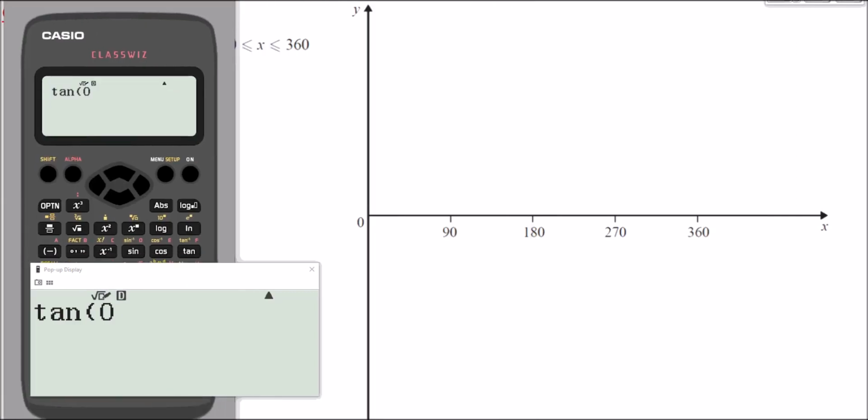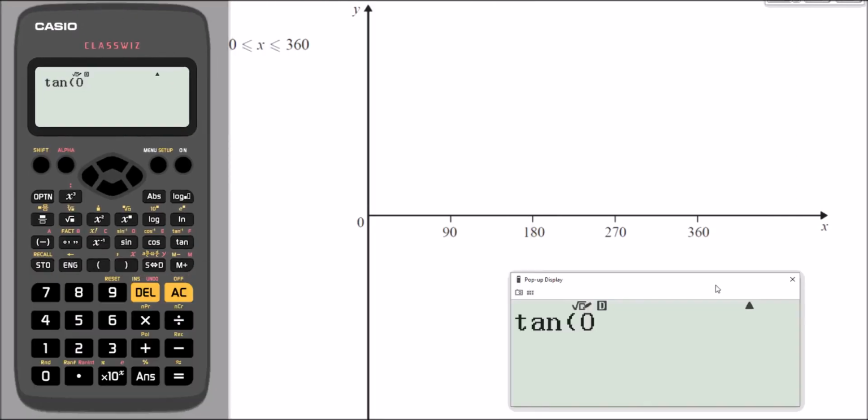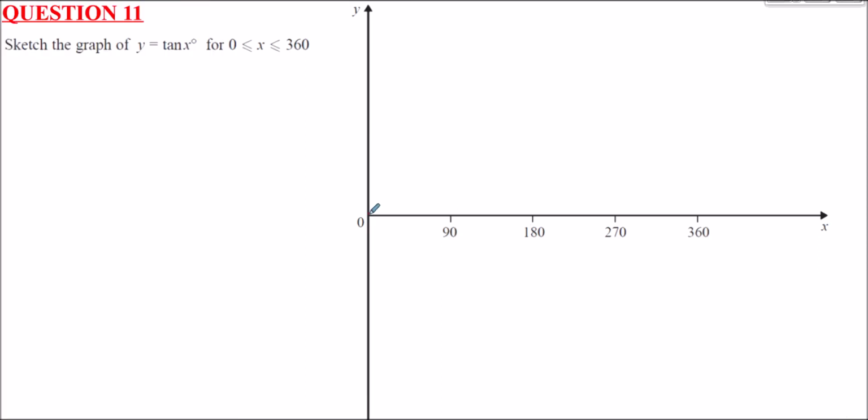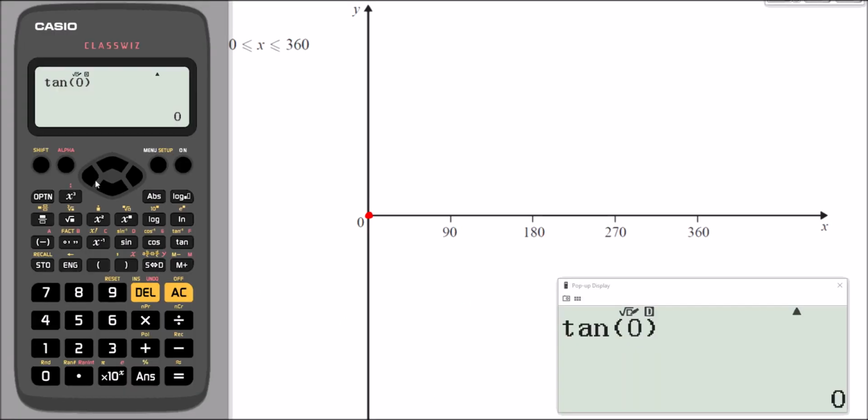I'll put this in a different order actually. I'll put the calculator here and the answer box there. So tan 0 is 0. Okay, fair enough. So we can plot that it goes through the origin. So 0 and 0 is a point on this graph. Next we have tan 90. So let's try that.